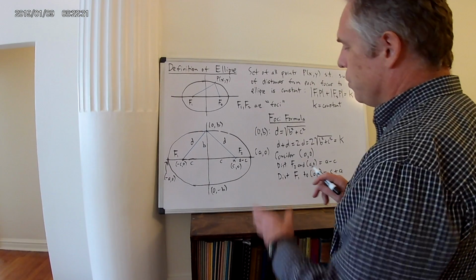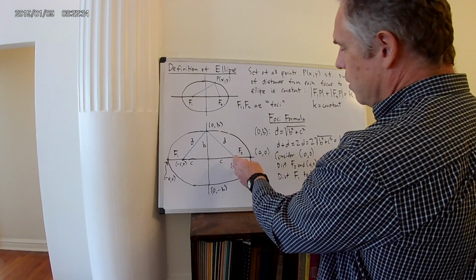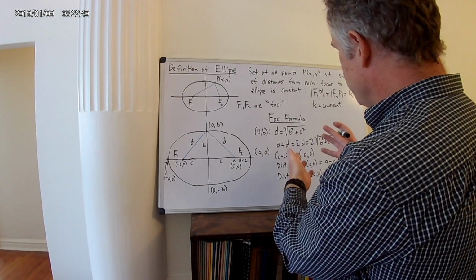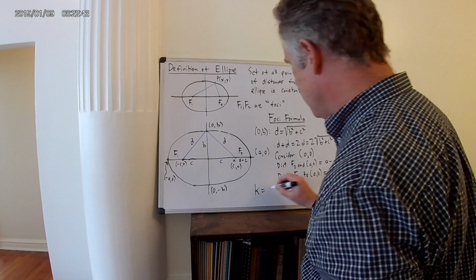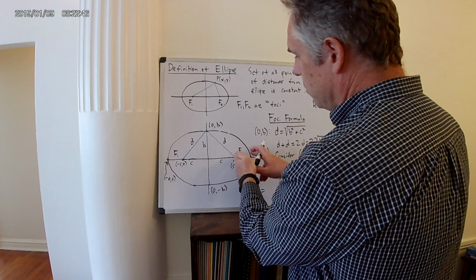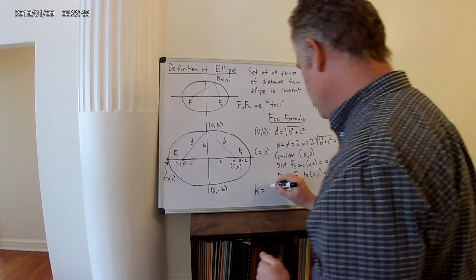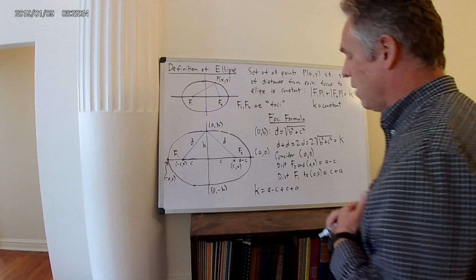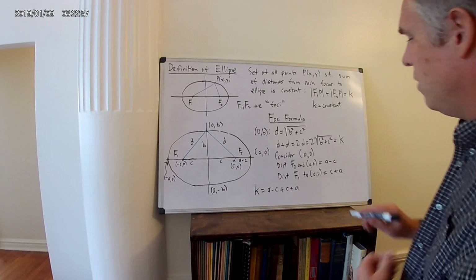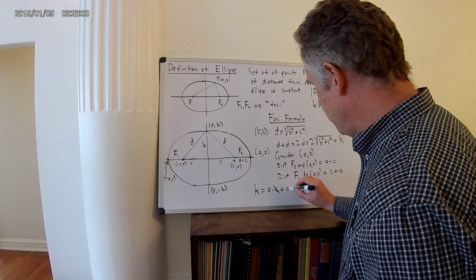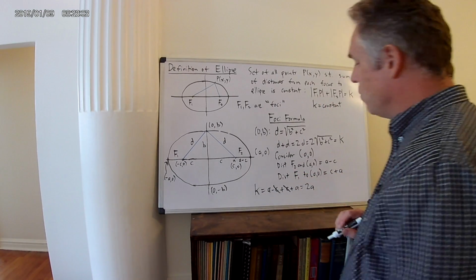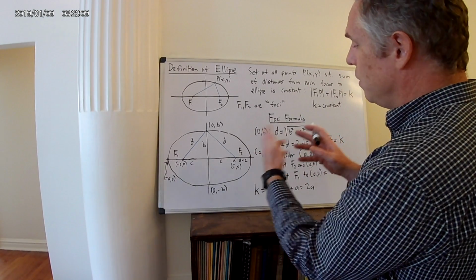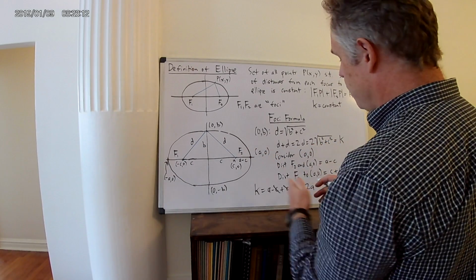Okay, but now for an ellipse, for any point on the ellipse, the sum of the distance from one focus and the distance from the other focus is equal to this constant k. So we know that k is going to equal the sum of this distance and this distance. So k equals a minus c plus c plus a. And these c's go away, and this equals 2a. So considering this point, the sum of the distances between this point and the two foci is 2a.